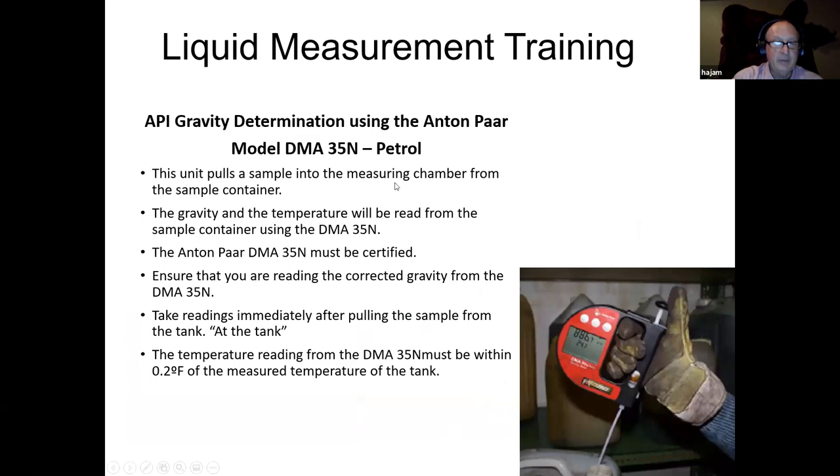Again, we talked about the Anton Paar, for example, digital API gravity determination. Again, that's an option for you. I would recommend this as the option.